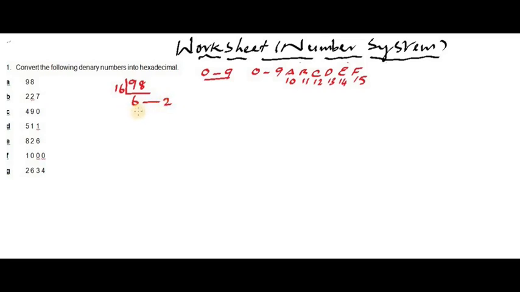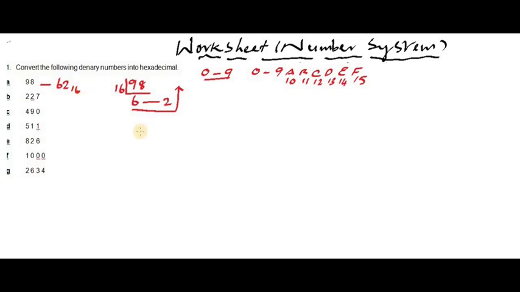When writing the answer, it is 62 to base 16. For the first question the answer is 62 base 16. So this is the way to convert. 98 you divide by 16, 6 times 16 is 96, and 98 minus 96 gives the remainder 2. You keep that remainder here. When you write the answer, you start from here and go like this, so it will be 62. The final answer for the first question is 62 base 16.